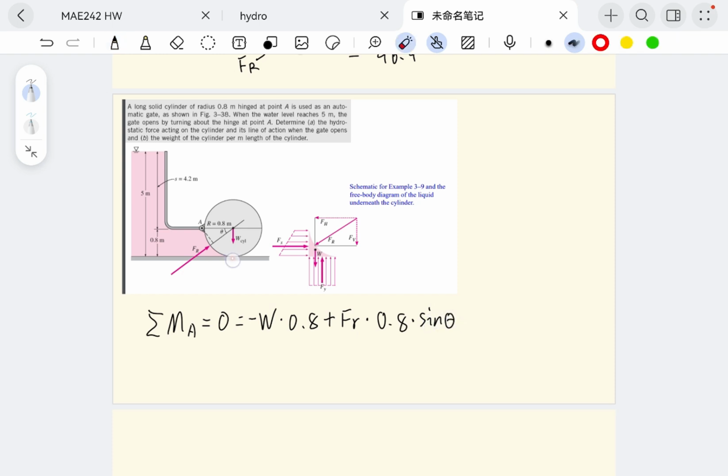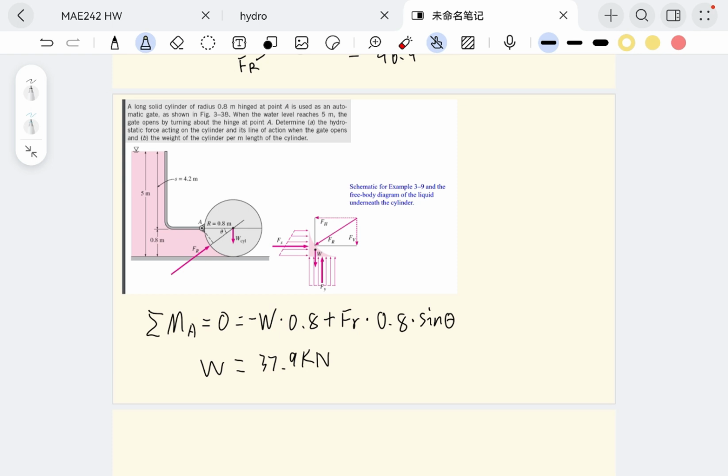You may wonder, how about the force that is acting from the ground? Well, we already know that the gate is about to open. So this force no longer exists. So this will be the sum of the moments about point A. And solving this equation, we will be able to find W equal to 37.9 kilonewtons. And this will be the weight of the cylinder.